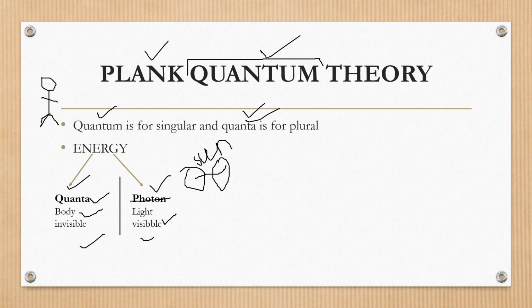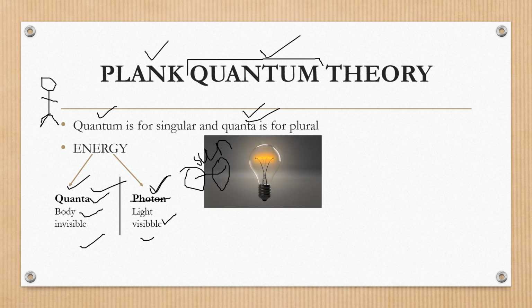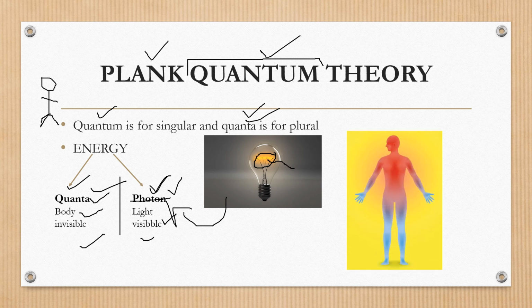Now let me explain quanta and photon with an example. Now see, this is an example of photon. How? Here the energy is being released, but we can see that energy. So we're going to say it is an energy packet, a photon. But in the other condition, the energy released from the body, we can't see it. So those energy packets would be termed as quanta.